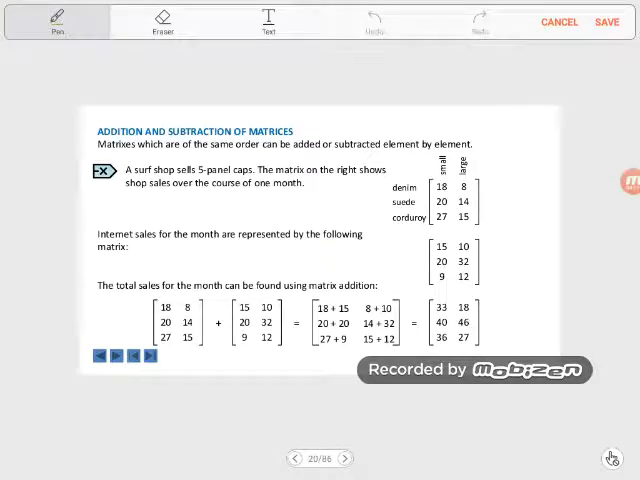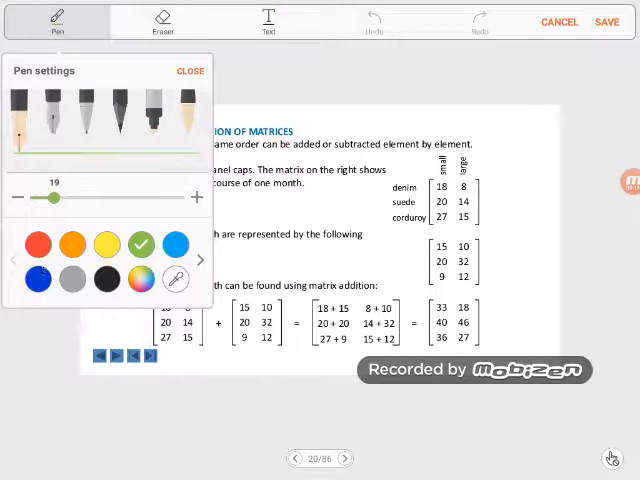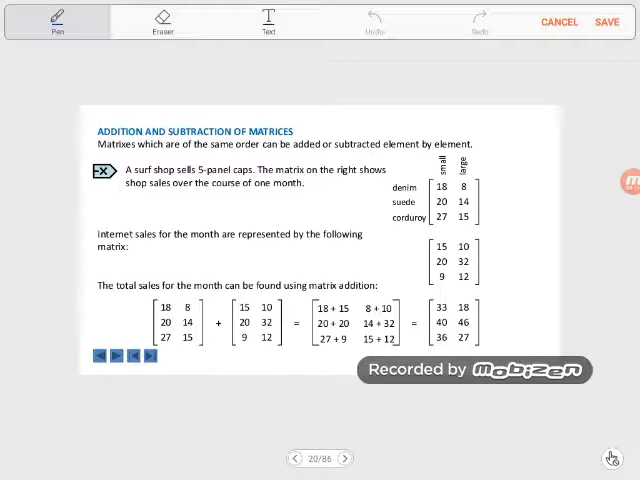Right, so here's the second video on matrices, and in this video we're going to discuss addition and subtraction of matrices. The important thing here is that if you're going to add or subtract matrices, they must be of the same order. Okay, so you couldn't add, say, a 4 by 2 and a 4 by 3 matrix together. They both have to be of the same order.